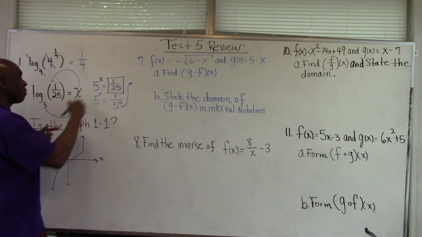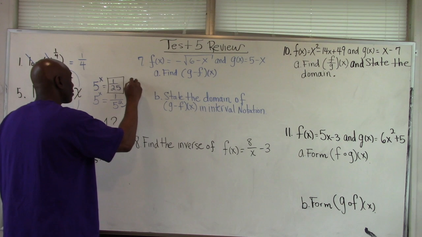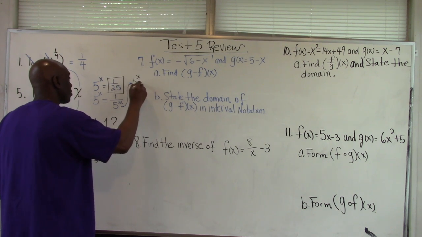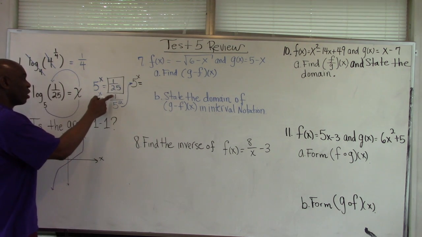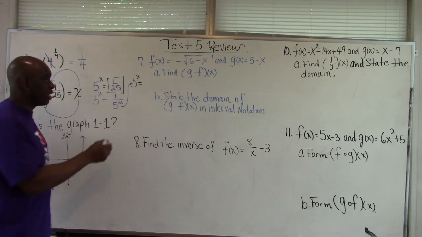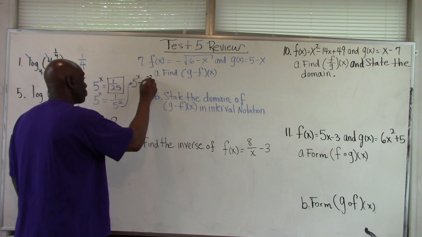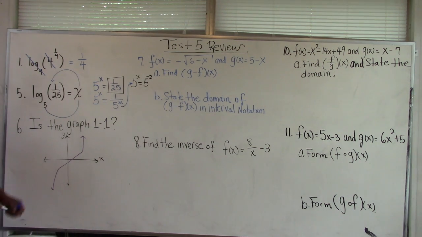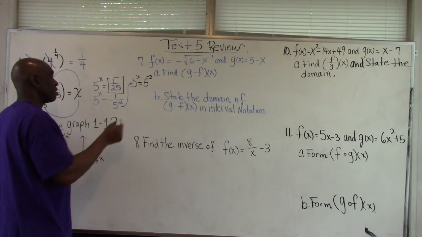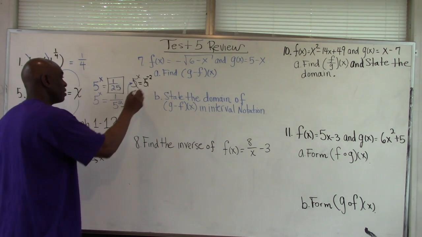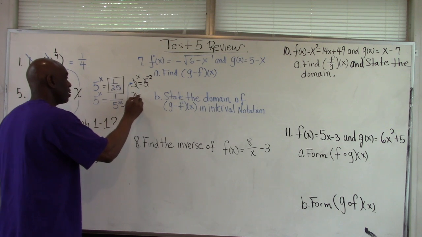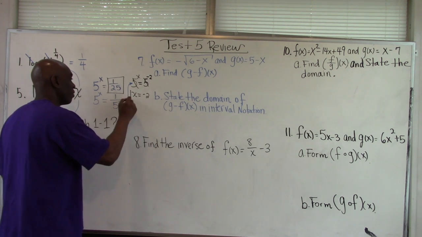So we're going to have 5 to the power of x equals, now 1 divided by 5 squared can be written as 5 to the -2. And there you go. Once you have the same base, they cancel. So we're going to simply have x equals -2. And we're done.